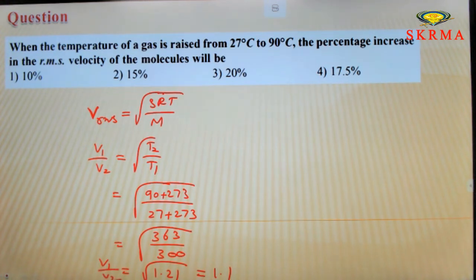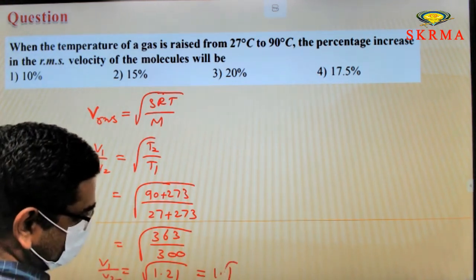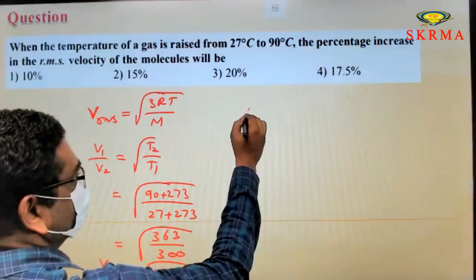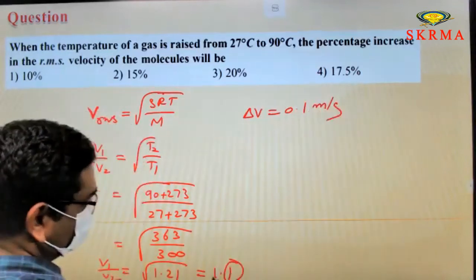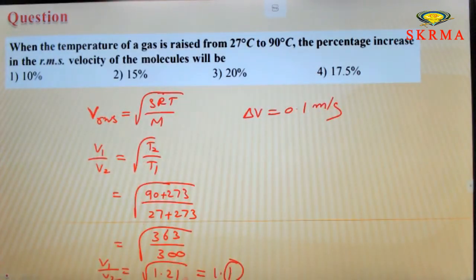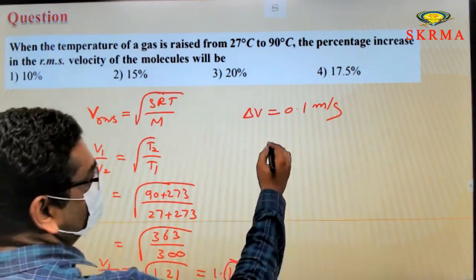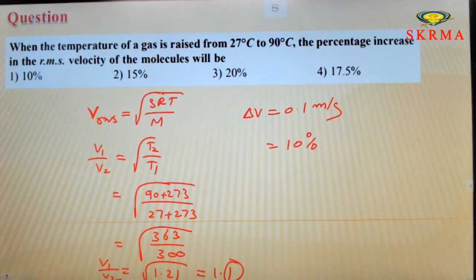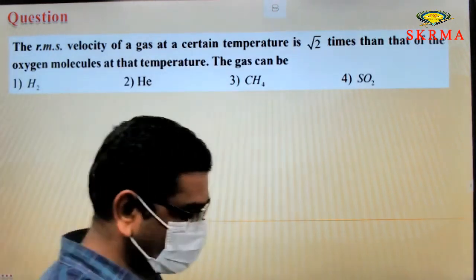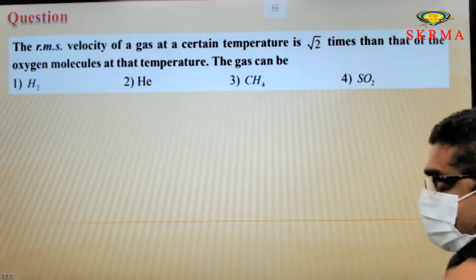So V1 by V2 equals 1.1. So how much increase is there? This 0.1 increase is there. So 1.1 is the answer, and 0.1 is the increase. Fraction 0.1 means percentage is 10%. So that is the first option. Next, go through the next one. Next, try to solve this one.